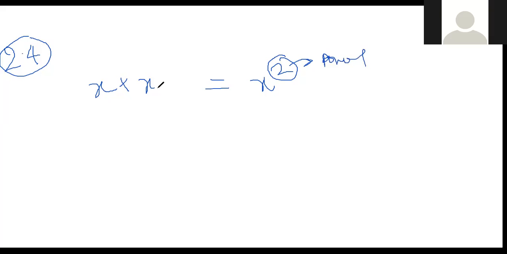2. For example, if I multiply one more x here, then this power becomes 3. If I multiply one more x, not addition, I am multiplying, then how many x are there? 4. Then this number becomes 4. Got it? Like that only.